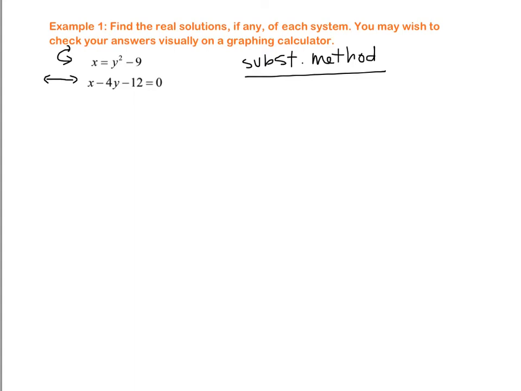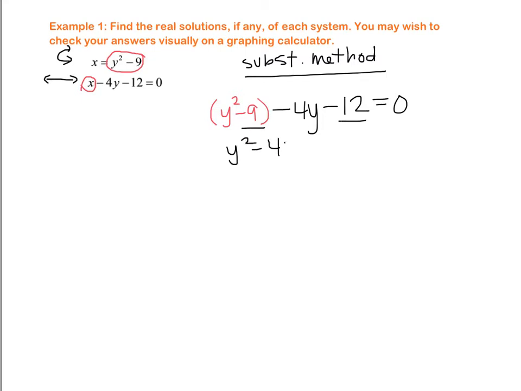Well, this problem is kind of nice because x is already isolated in the first equation. So what I can do is just take that y squared minus 9 and plug it in for x in the second equation. So what I would get would be y squared minus 9 in for that x, and then minus 4y minus 12 equals 0. And then we would need to solve this. So first I could combine like terms. I see I have this negative 9 and a negative 12. So that's y squared minus 4y minus 21 equals 0.